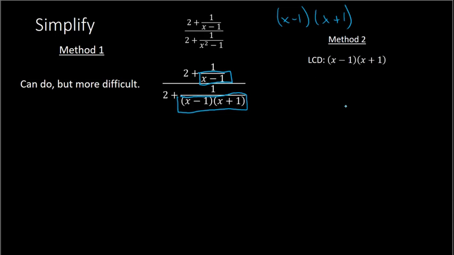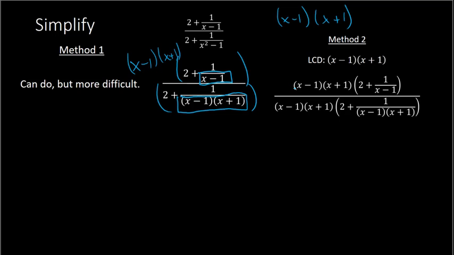So this is going to look really messy, what I'm about to show you, but we're basically taking the top up here and then the bottom down here and multiplying both by the x minus 1 times x plus 1. So we're doing that for top and bottom. So that's what we see right here, x minus 1 times x plus 1, x minus 1 times x plus 1.